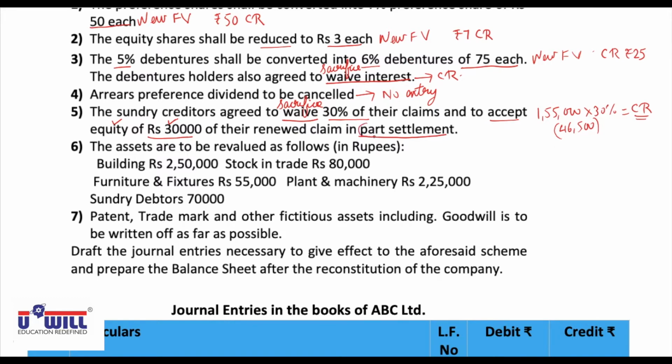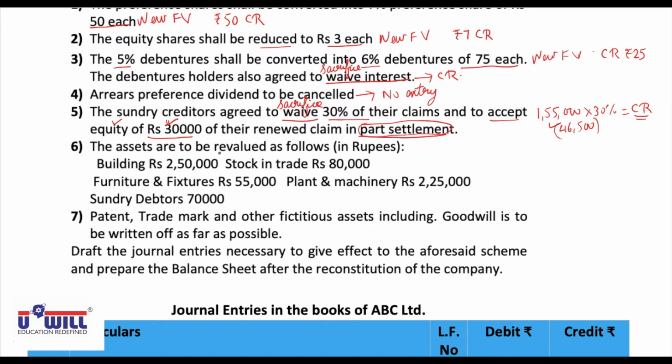Part settlement is only done. How much of part settlement is done? 46,500 plus 30,000, 76,500 of part settlement is done. The remaining is still a liability and will continue to appear in the balance sheet.